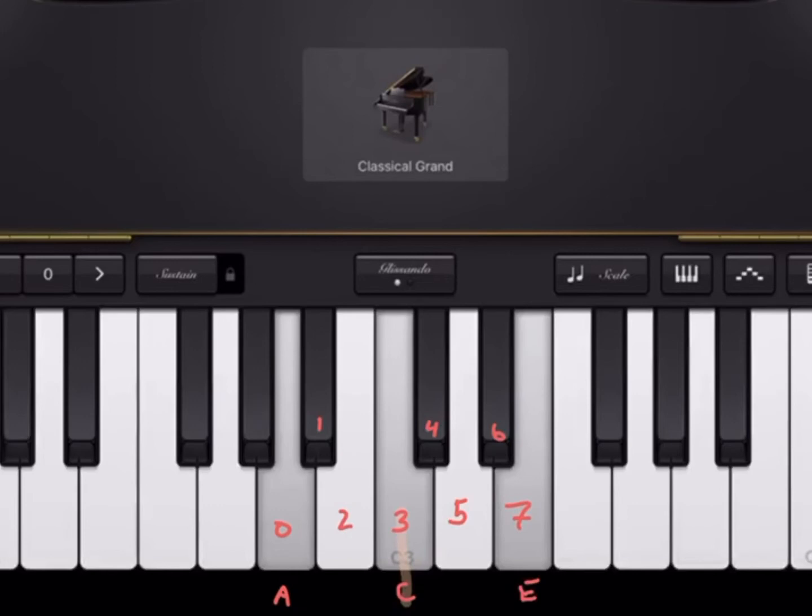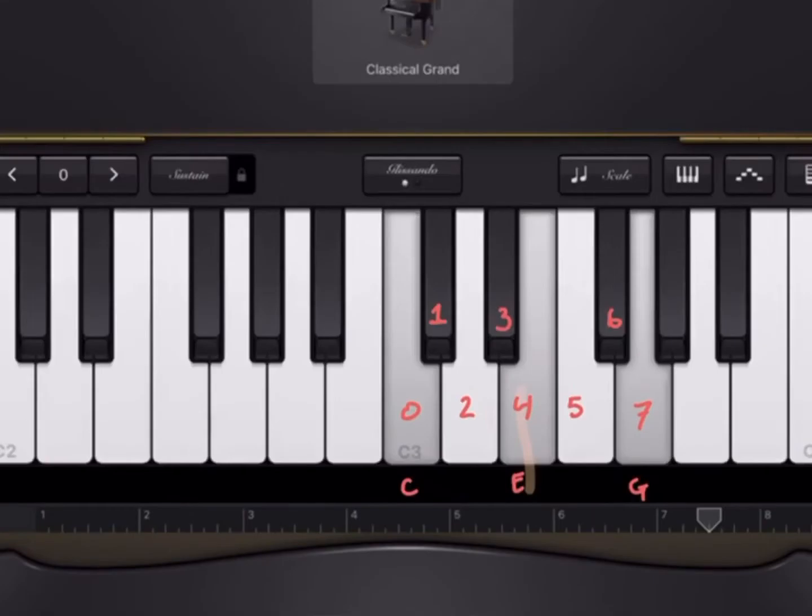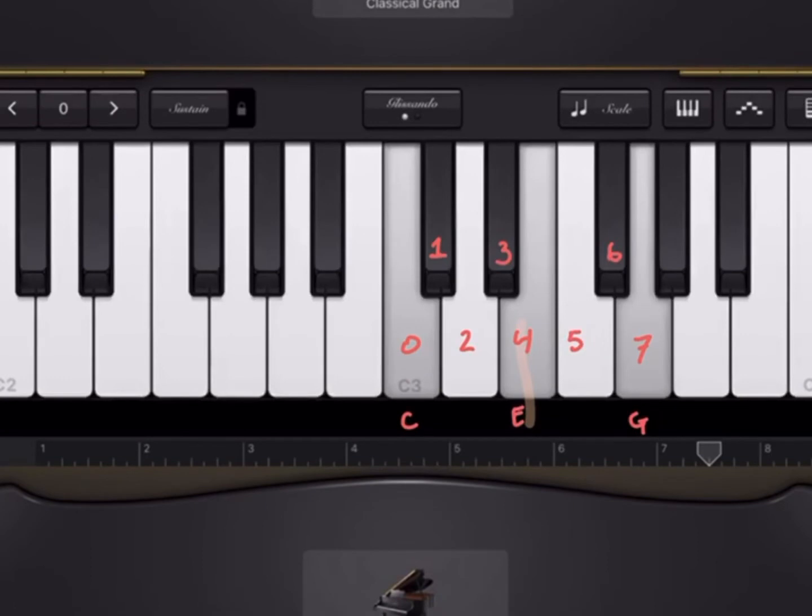So we found out that in the major triad here, there are 4 semitones between C and E, and 4 semitones makes a major third. So that's where the happy sound comes from.